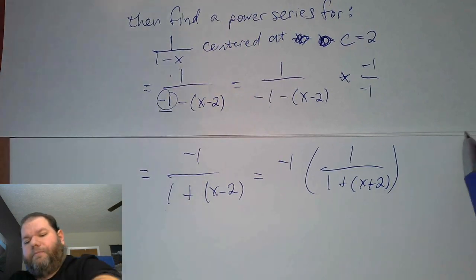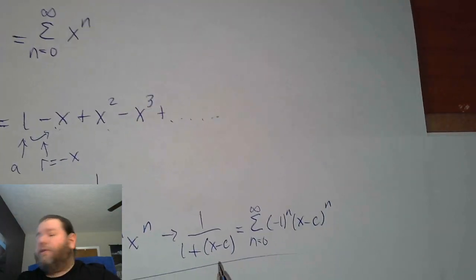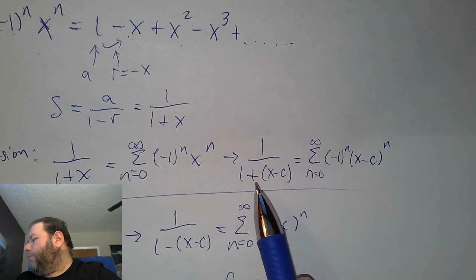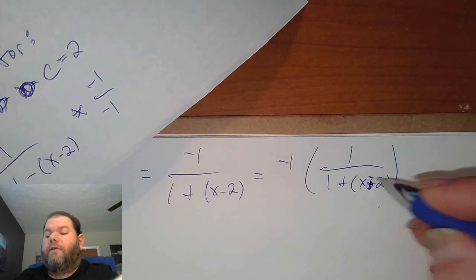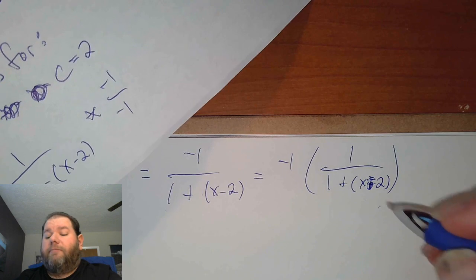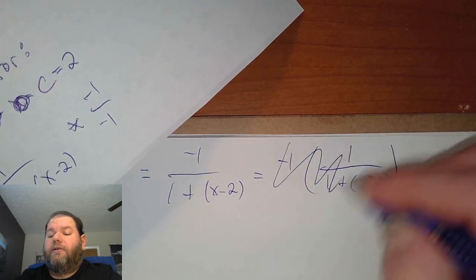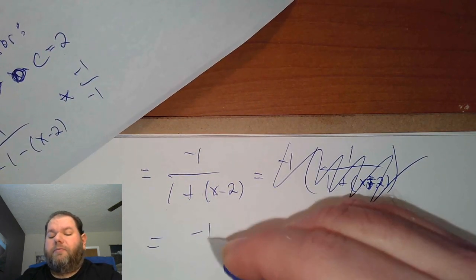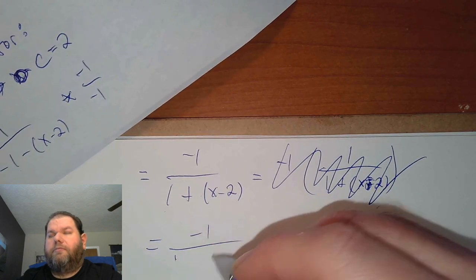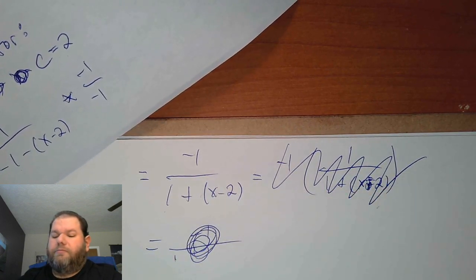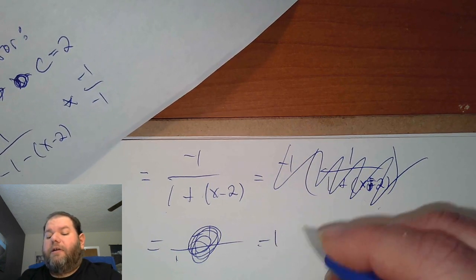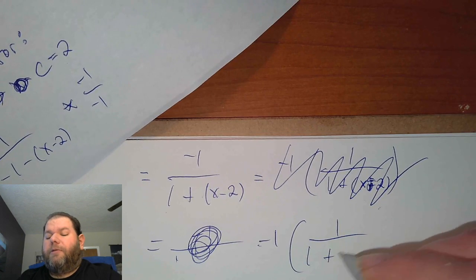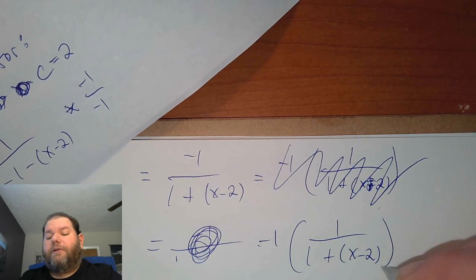Now, we said back here, 1 over 1 plus x minus c. This is a minus 2. I'm sorry, I knew that sounded off. That's my bad. It didn't magically change, I just made a mistake. Anyway, 1 over 1 plus x minus 2. There we go. Now it's correct.